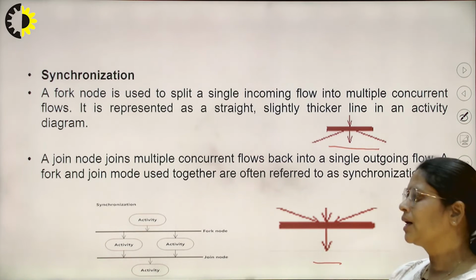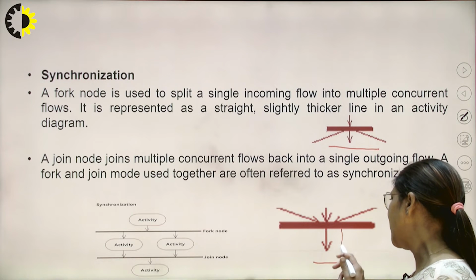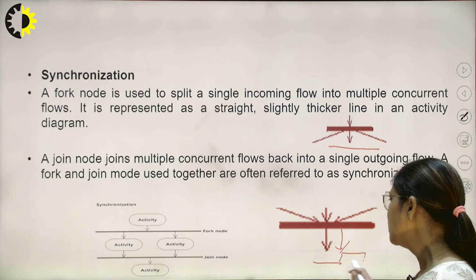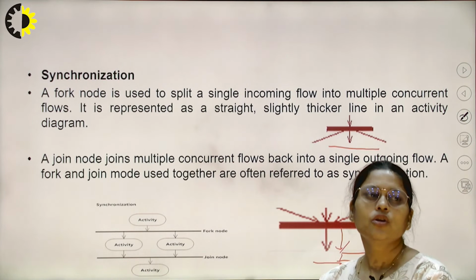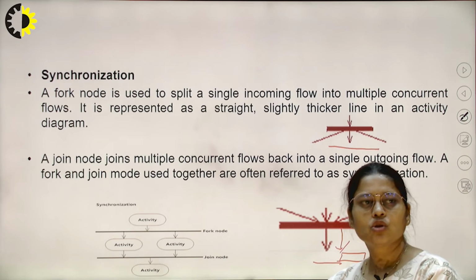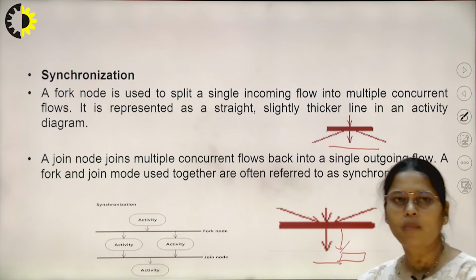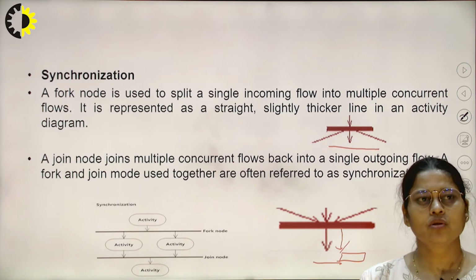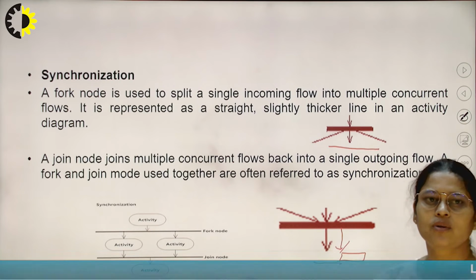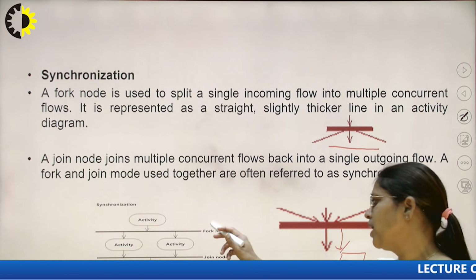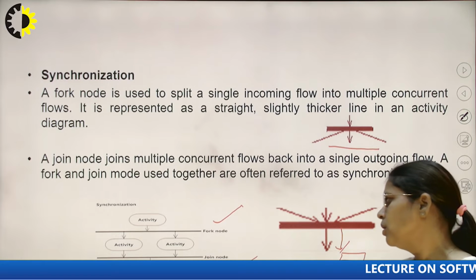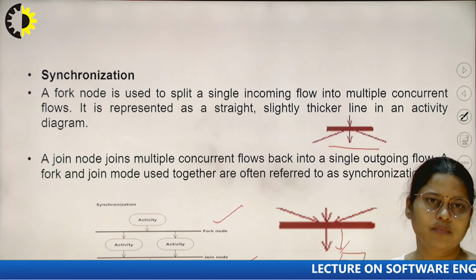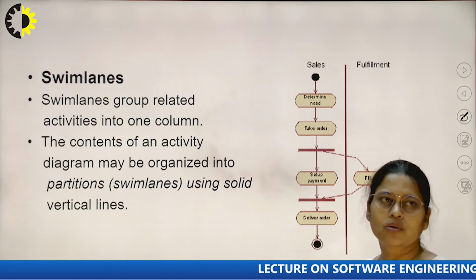And if we have multiple activities and have to go to a single activity, then we use a join symbol. A join node merges multiple concurrent flows back into a single outgoing flow, and fork and join used together are often referred to as synchronization. So when we combine both fork and join symbols, it becomes a synchronization.